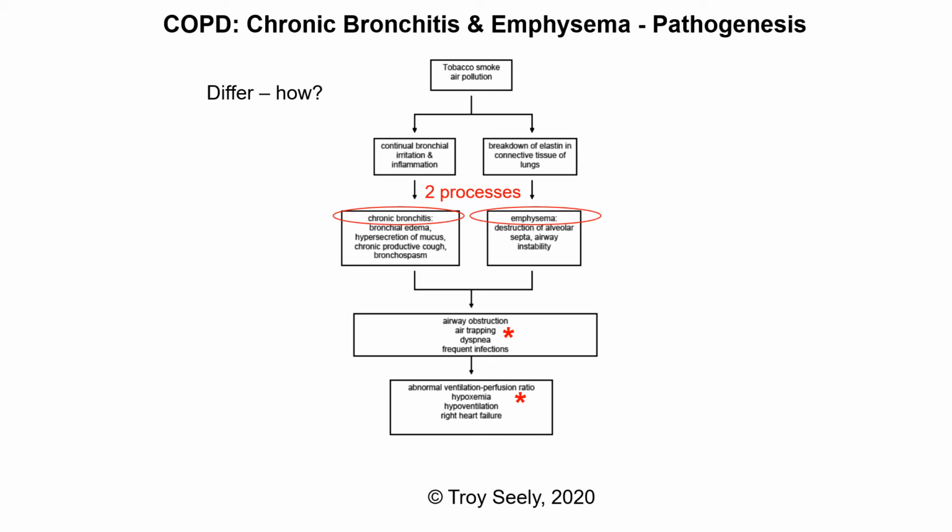And with that inflammation, if we stay on this left side, over time this bronchial irritation and inflammation will cause chronic bronchitis. Itis is inflammation. Chronic bronchial inflammation, also known as chronic bronchitis. You'll also have bronchial edema, so you have some swelling that will be there. You'll have a hypersecretion of mucus, and we'll explain why in a few slides. You'll have that chronic productive cough. Why? Because you have too much mucus. Your body's trying to get rid of it.